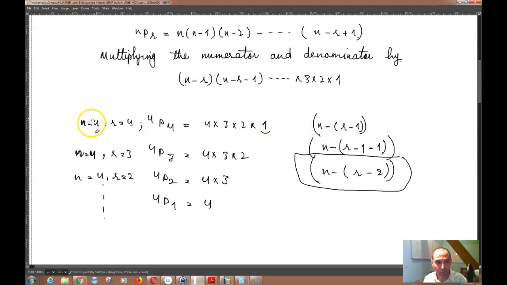So then 4 minus 3 is equal to 1. And then this term would be n minus r minus 2, because r minus 2 is equal to 2, and 2 minus 2 is equal to 2. So as you can see, this term over here can be represented by n minus r minus 1, and this term over here can be represented by n minus r minus 2.